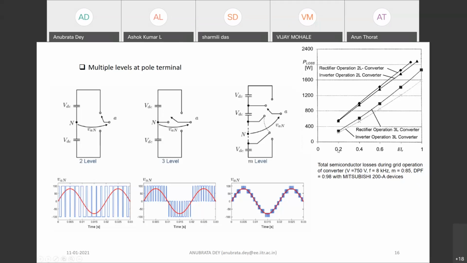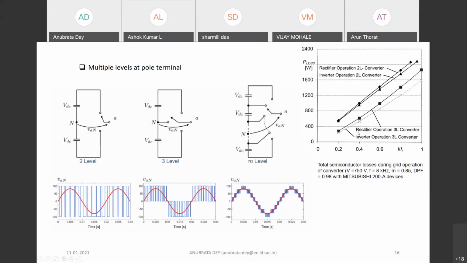this is shown as a normalized ratio. But if you change the output current, you can see that there is a change in the loss, the loss incurred due to conduction loss and due to switching loss. But if you look at the two level operation and three level operation, the difference in the losses, either in the rectifier mode or inverter mode, does not matter.